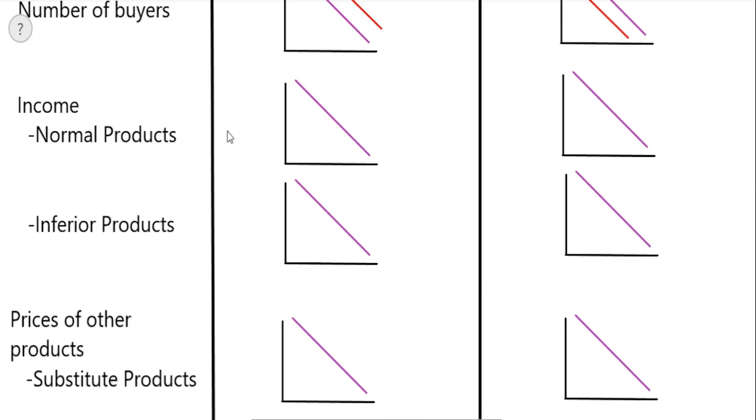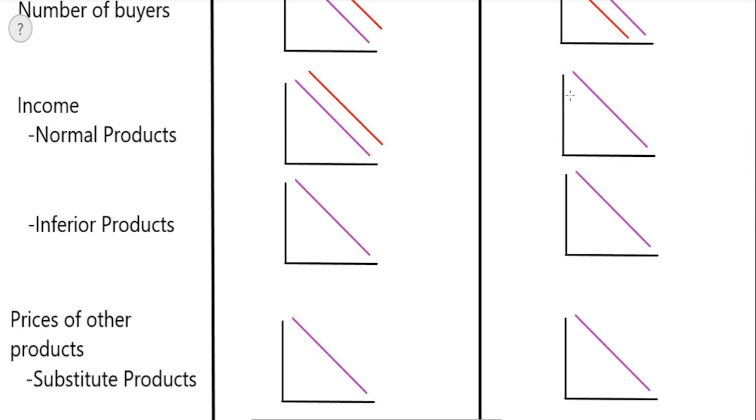All right, next factor is income. Income varies depending on whether you're looking at a normal product versus an inferior product. A normal product would be something like steak, and an inferior product would be something like canned tuna. That's inferior because you could have regular tuna, but no, it's canned tuna. We're going to take a look at how income varies between the two products. When we have normal products and we increase our income, we're probably going to want more because now we can afford more.